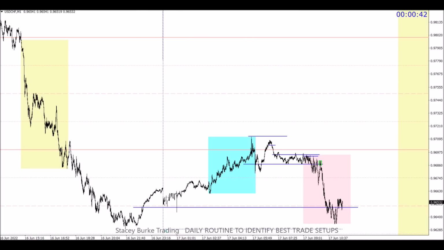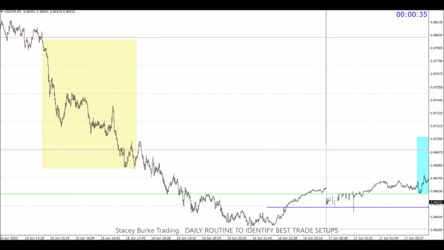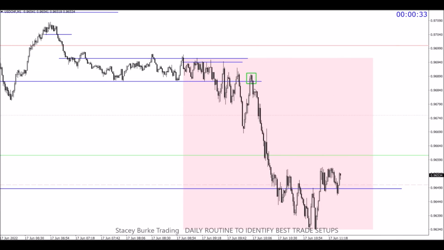My profit target would be a minimum of the low of the day for Asia, and possibly targeting obviously 50 for 25 or more in that trade setup. So hopefully that makes sense. That's all. It's very simple.